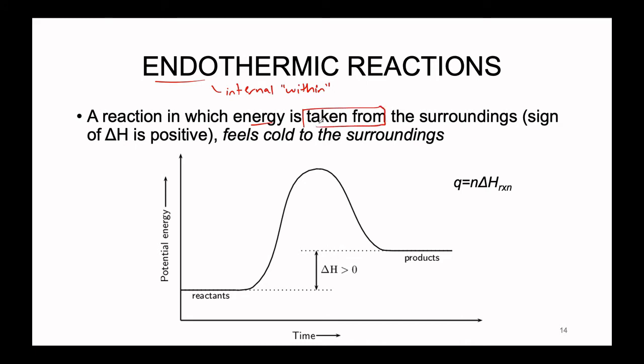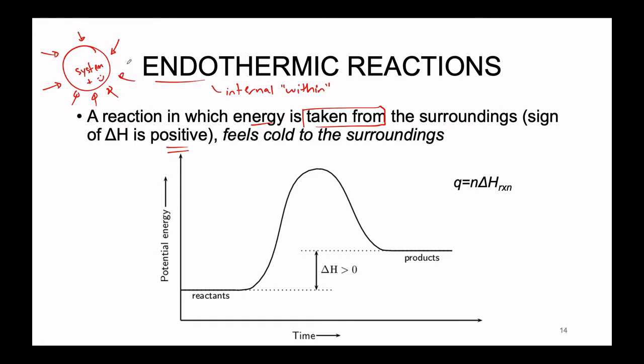What this means in terms of the actual quantification of our enthalpy is that delta H is going to be positive. This is because our system, whatever the reactants are, is going to be taking energy into itself. It is going to be literally gaining heat. So we're going to add a little plus sign there, smiley face. The system is going to be gaining energy.